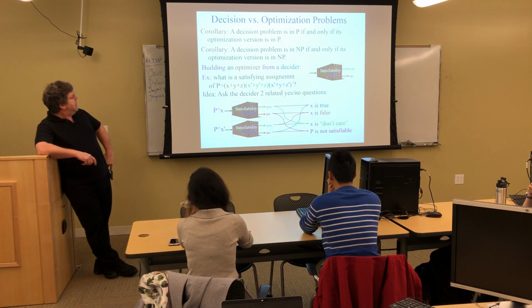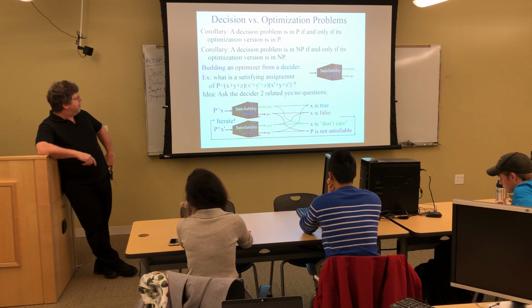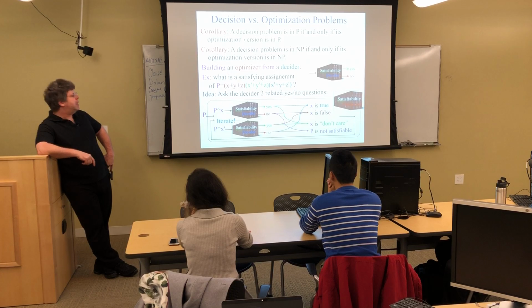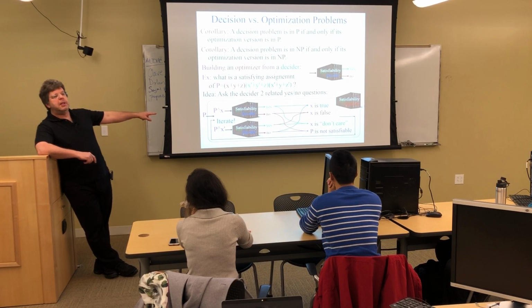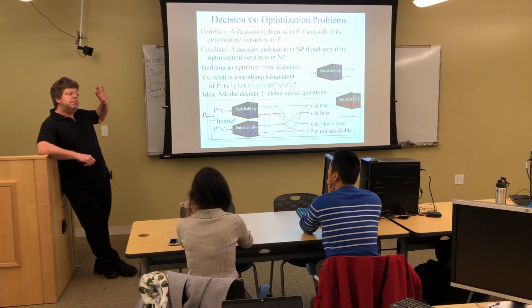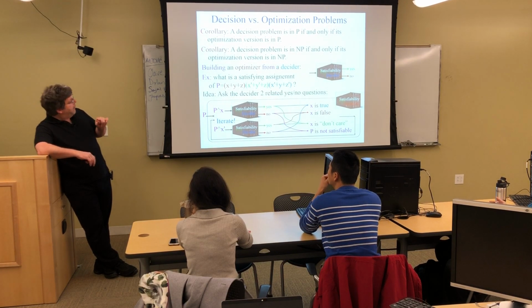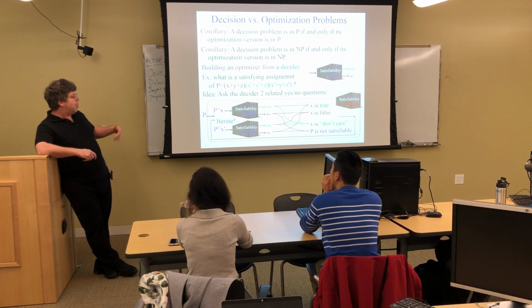Okay. So, in general, basically what you've done here is you built an optimizer from a decider. All you had is a decider subroutine that says yes or no. And from it, by iterating over all the variables one at a time, you constructed an optimizer from the decider. In other words, finding the actual solution to satisfiability is not any harder than just being able to tell yes or no if a formula is satisfiable or not. You just have to call it a bunch of times.